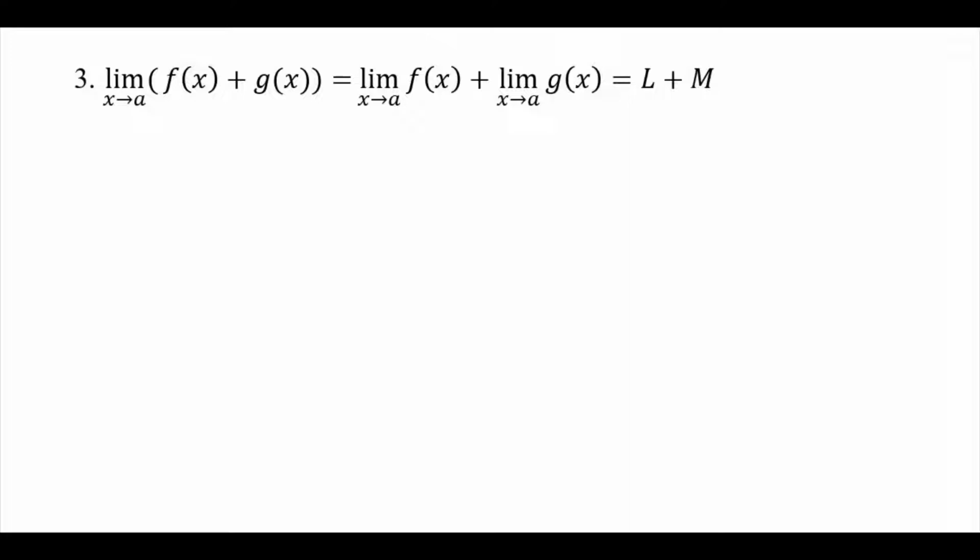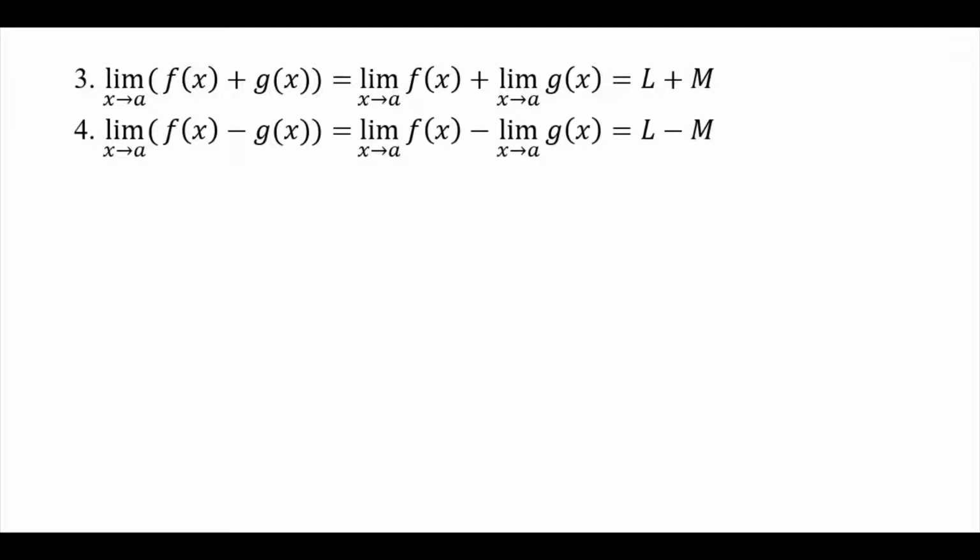Same holds for subtraction. If you have two functions, then the limit of f(x) minus g(x) as x approaches a is the limit of f(x) as x approaches a minus the limit of g(x) as x approaches a. And we assume that the limit of f(x) exists and is equal to L, and the limit of g(x) exists and it's equal to M. So the final answer will be L minus M.